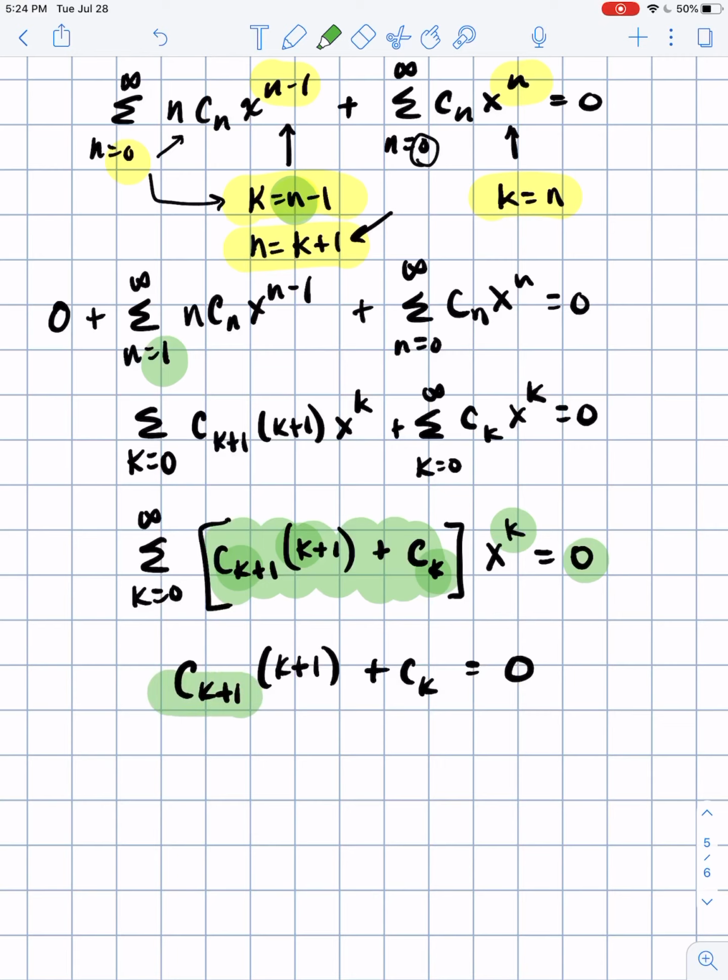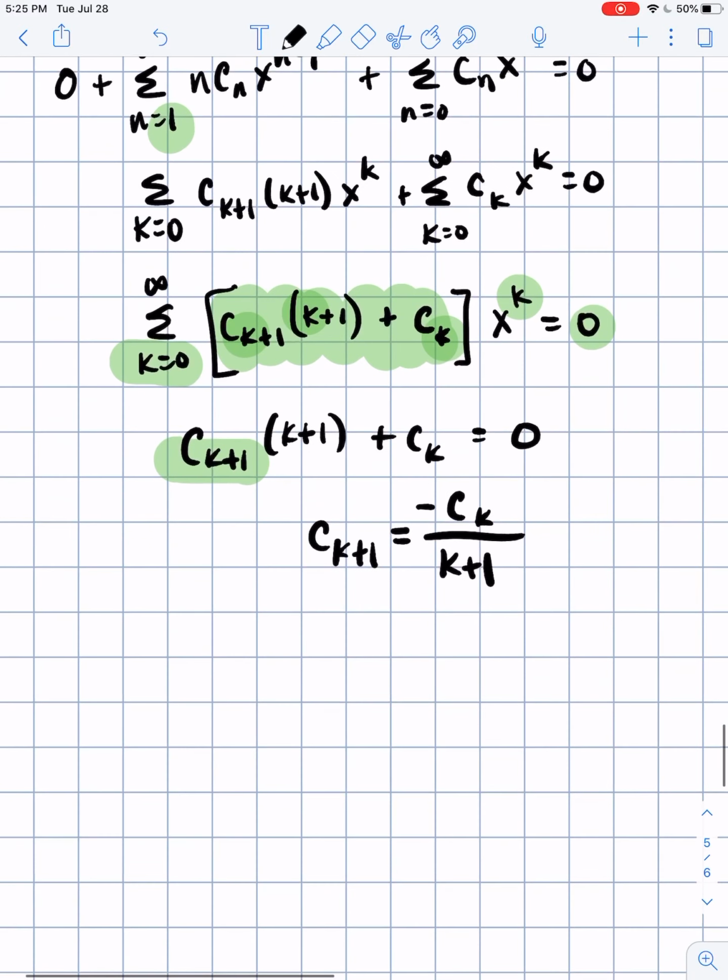So c sub k plus 1 is what I want to solve for. So I'm going to get c sub k plus 1 equals negative c sub k over k plus 1. Okay? And now go back up to see where we start. Because our series starts at 0, I'm going to start my k values at 0. So I'm going to just keep plugging in 0, 1, 2, 3, and so on.